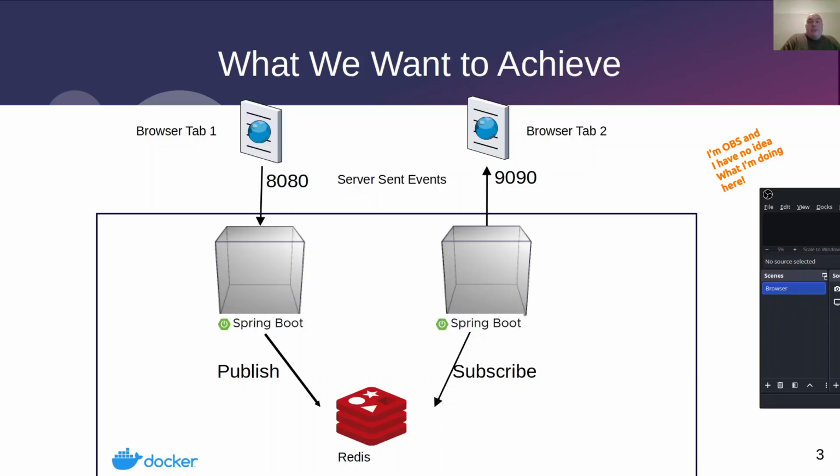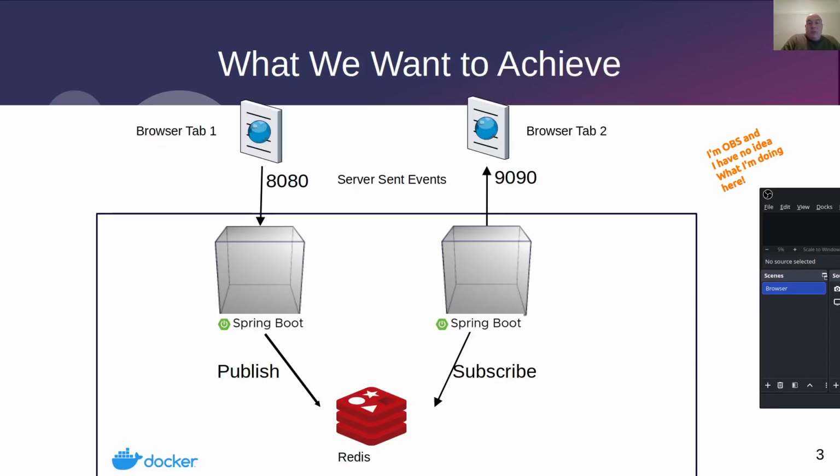So here's a diagram of what I want to achieve. We should have two instances of our Spring Boot service running in Docker along with our Redis cache. Instance 1 will be running on port 8080 and instance 2 on port 9090. I want to open two browser tabs, one which will be sending messages to instance 1 and the other will be sending messages to instance 2.